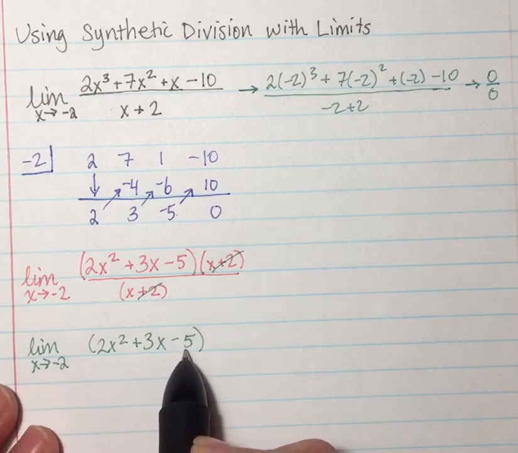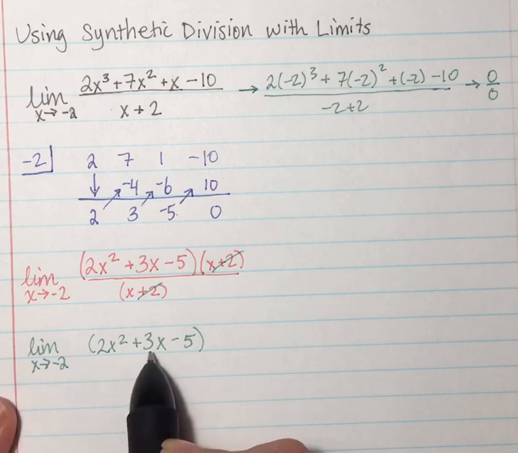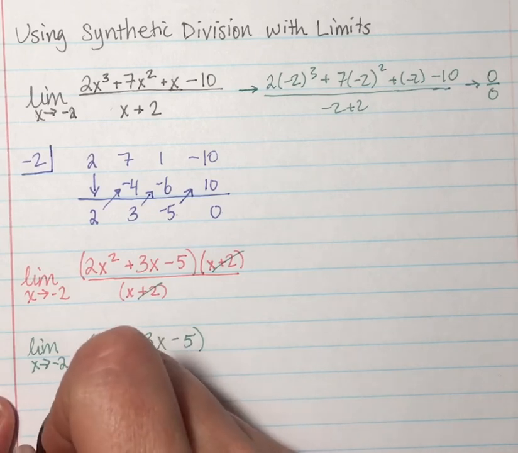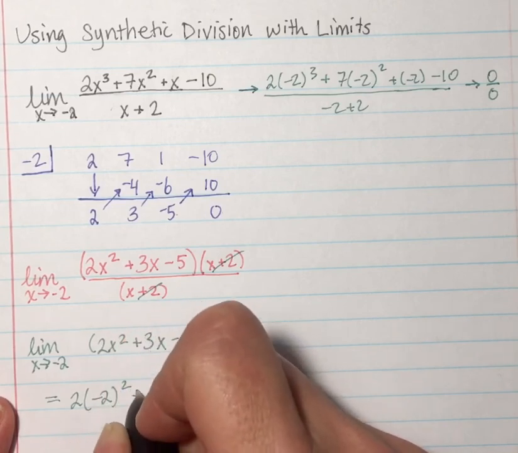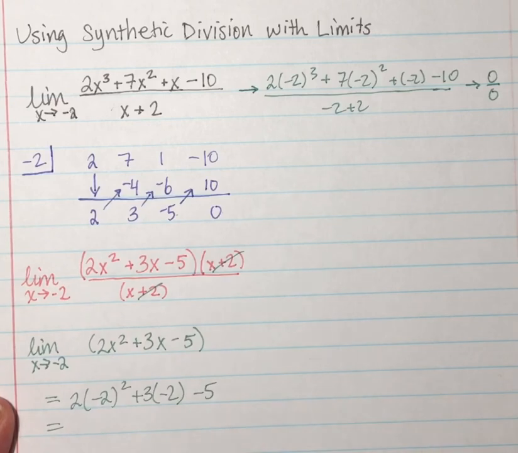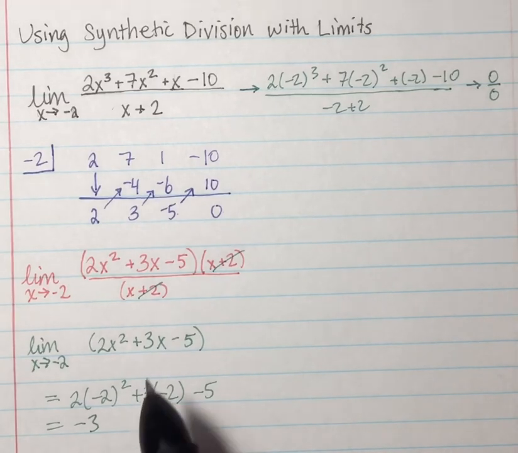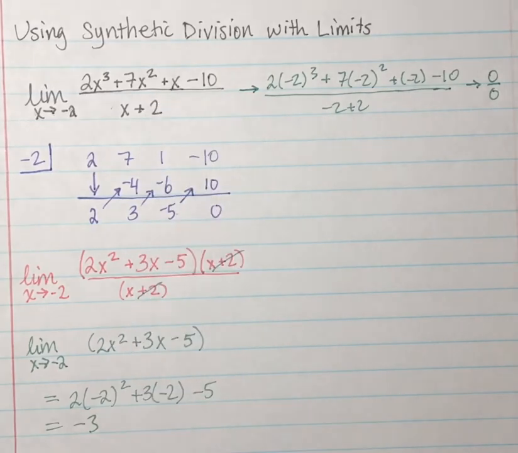But now that we're at this point, we can plug in our -2 because that's always your plan A for doing limits. And so we can just plug that in. So we have 2 times -2 squared plus 3 times -2 minus 5. And if you chunk all that through and do the math, you get a -3. So the limit as x approaches -2 for this original function is -3.